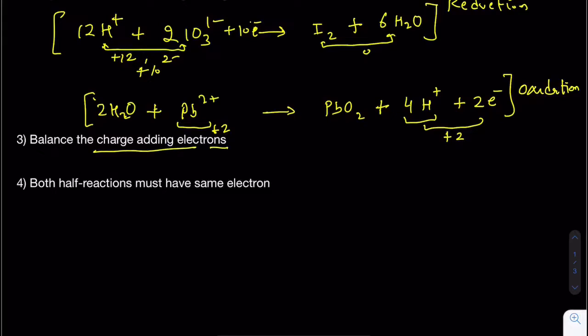Now we have to make sure both of these half reactions have the same number of electrons. If I go back to the reduction half cell, I have 10 electrons being added. On the oxidation half cell, I have only 2 electrons being removed. So I need to make sure both of those are the same. Sometimes to make sure they're the same, you multiply them by one another. But in this case, to make the oxidation lose 10 electrons, I can multiply this oxidation half cell by 5.